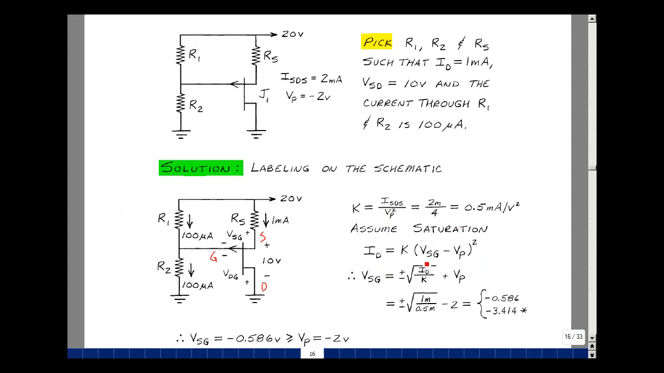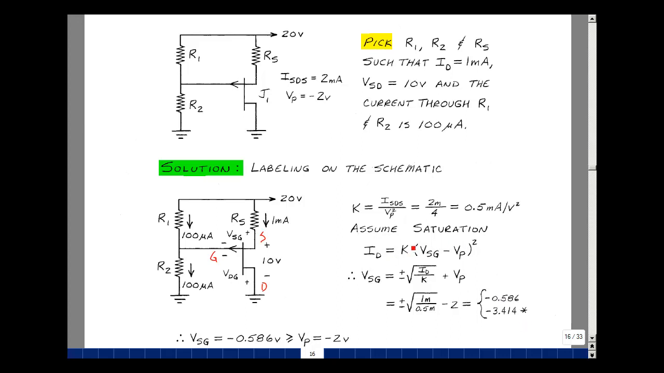And here's our saturation equation. We're going to solve for the source to gate voltage. Take K, divide it into I_D, take the square root of both sides of the equation, and then bring this on the other side of the equation as a plus V_P. We have a desired drain current of 1 milliamp, K of 0.5 milliamps per volt squared, and a pinch-off of -2. That's going to again give us two answers, -0.586 and -3.414.